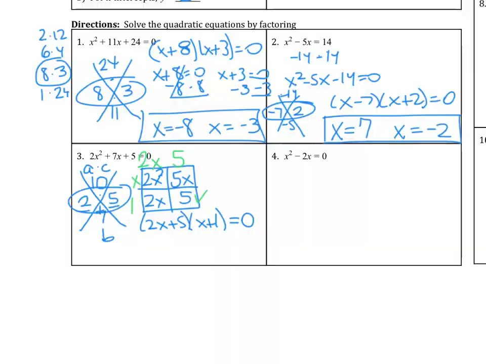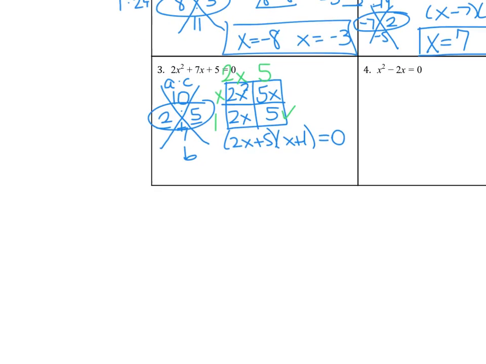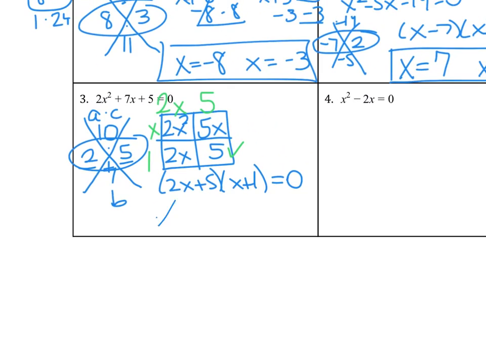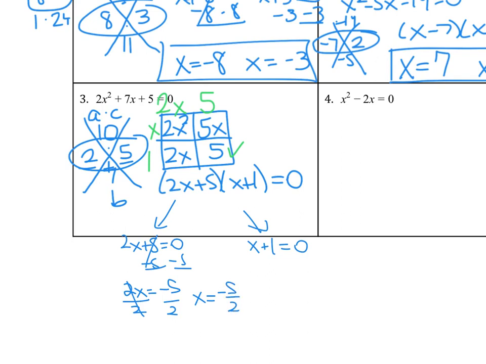So this one you take 2x plus 5 equals 0, and then you do x plus 1 equals 0. We're using zero product property. Then you subtract 5 from both sides. So 2x equals negative 5, divided by 2, or x equals negative 5 halves. Then on the right side, you probably see it right away, but you can do the math. X equals negative 1. Okay, and that's done.